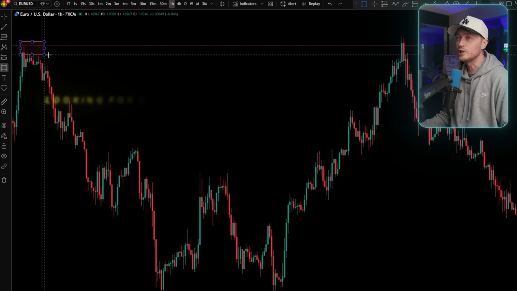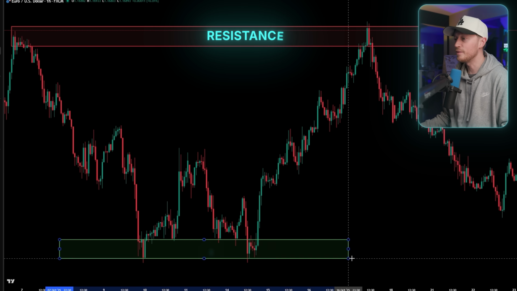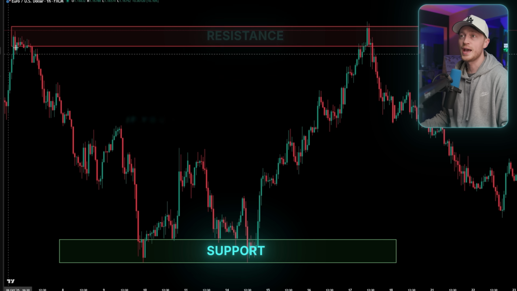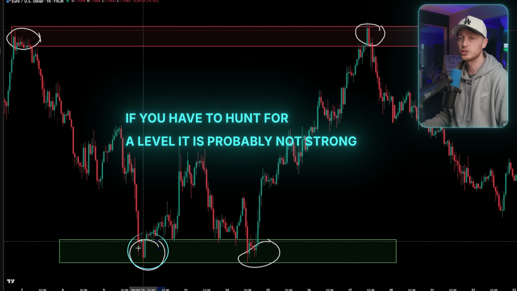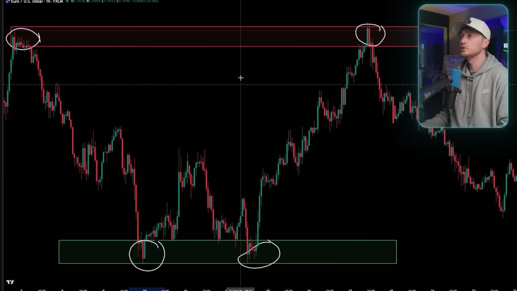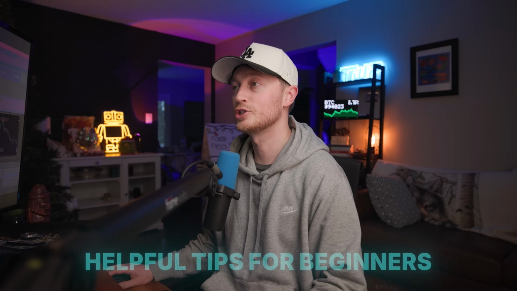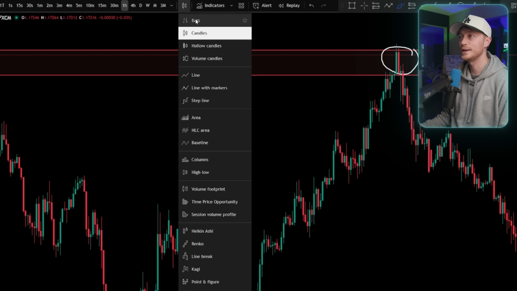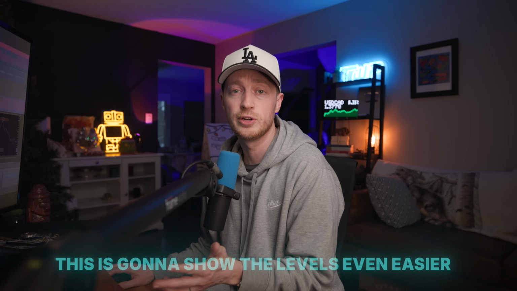Four, I'm looking for clear and obvious levels. I had that obvious resistance and now I've got this obvious support. If you have to hunt for a level, it's probably not strong enough. Good levels will jump off the chart immediately. And if you need a helpful tip for beginners, come click on candles in TradingView right here, click on line, and this is going to show you those levels even easier. And if you can see it easier, so can everyone else, which is exactly what you want.